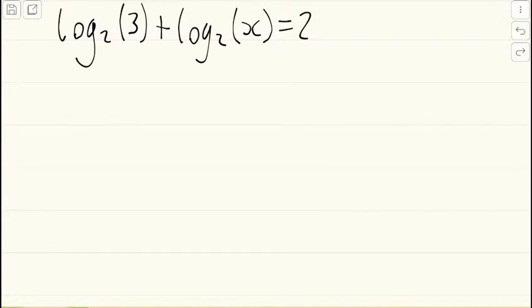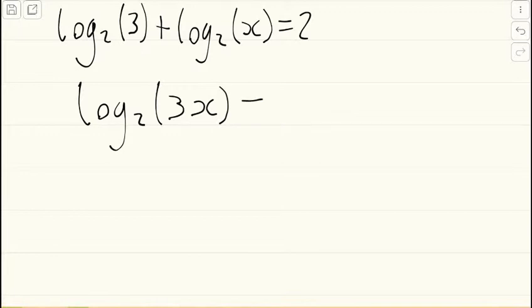So the example is log to the base 2 of 3 plus log to the base 2 of x is equal to 2. The easiest way to approach these kinds of equations would be to combine the logs. So by that, we're going to use our addition or multiplication law, shall I say, and that becomes log to the base 2 of 3x is equal to 2. So you've multiplied 3 and x to get 3x. From this stage, we've got log to the base 2 of 3x equals 2.